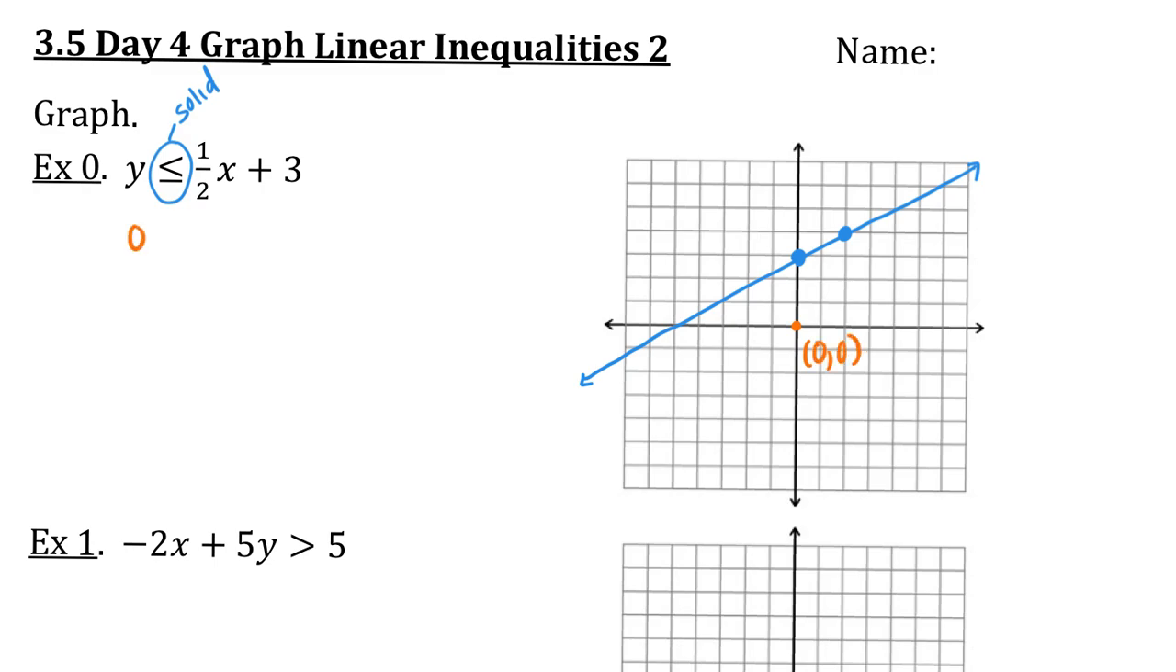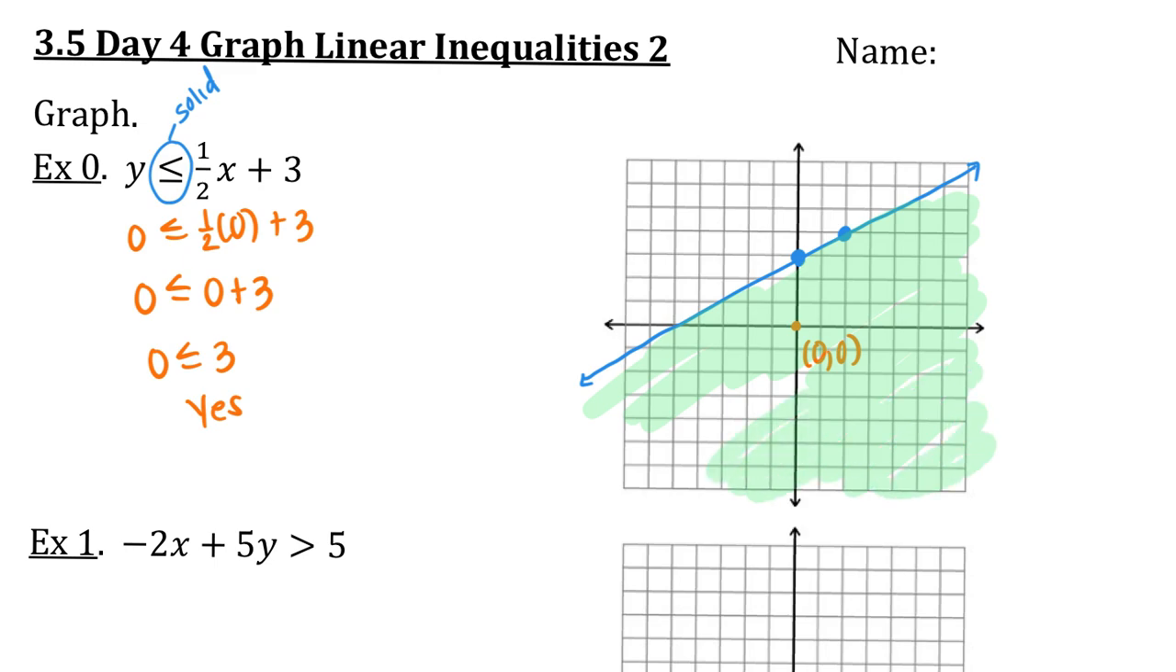Okay, 0 is less than half of 0 plus 3. If in your head you're like, I already know half of 0 is 0, you could skip to 0 plus 3. So is 0 less than or equal to 3? Yes, it is. So just make sure you shade the 0, 0 side. Okay, hopefully that is quick and easy.